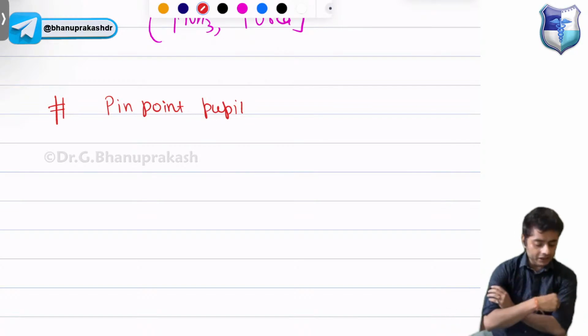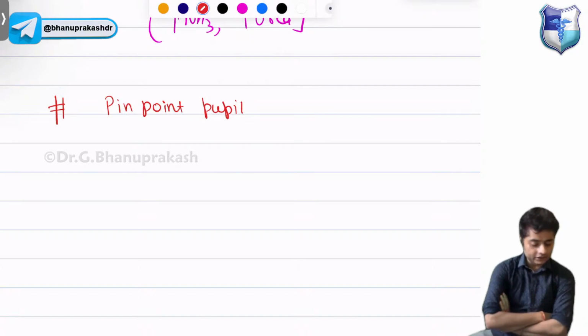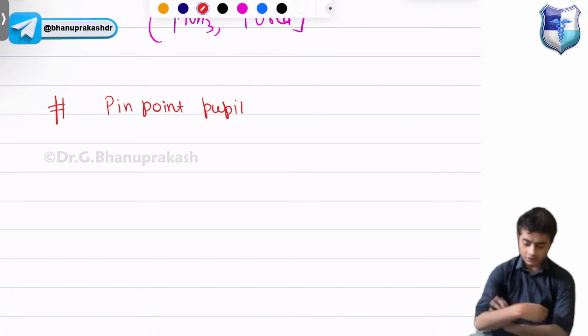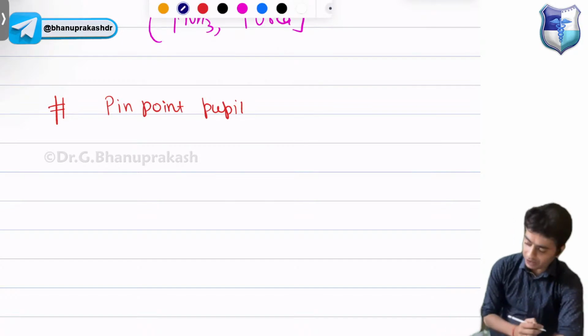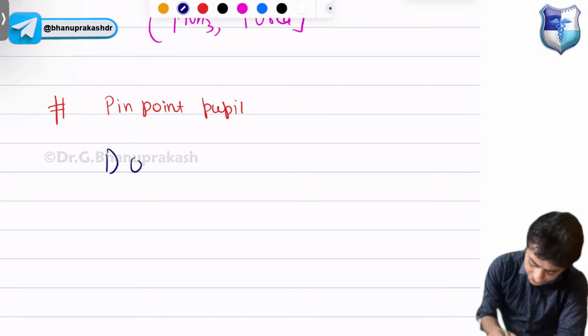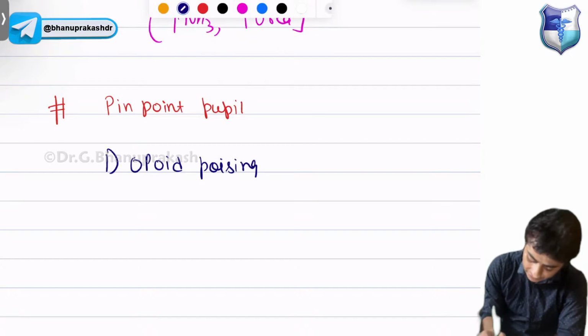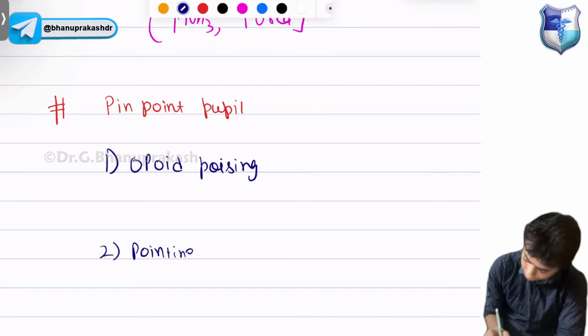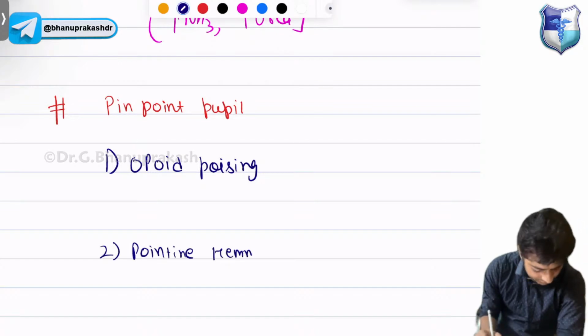So, can you tell me all the conditions in which pinpoint pupil is there? Pinpoint pupils are present in opioid poisoning, and also in pontine hemorrhage.